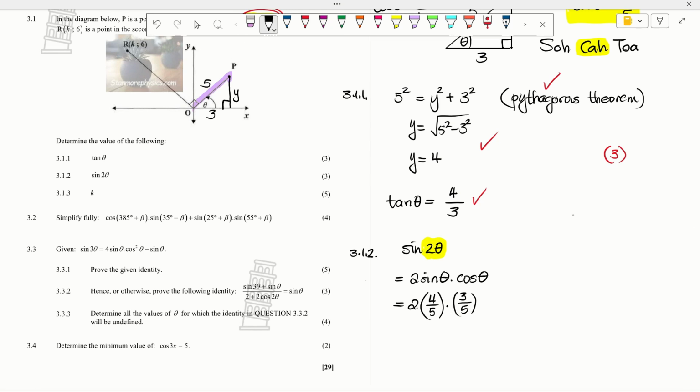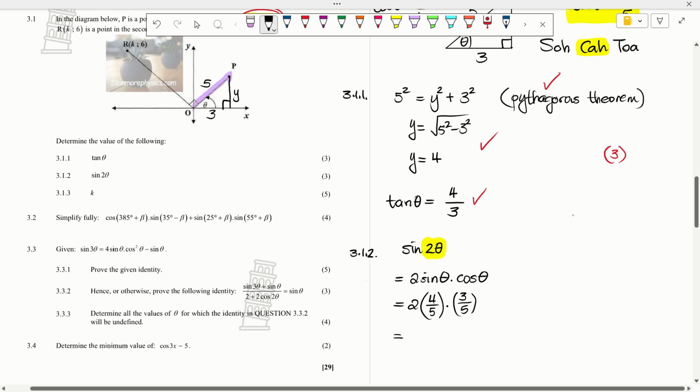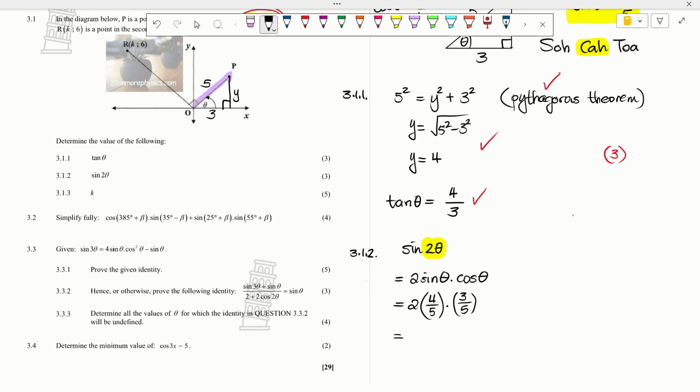Then from there I just need to multiply the top and the bottom. I'll start with 2 multiplied by 4. That will give me 8. 8 multiplied by 3. How much is that? 8 by 3.